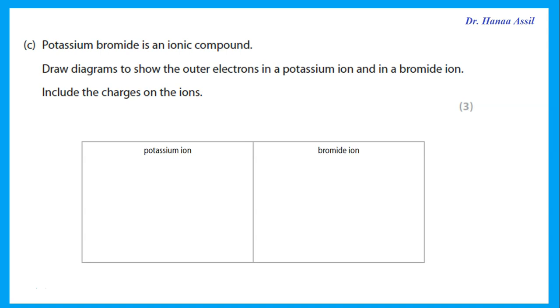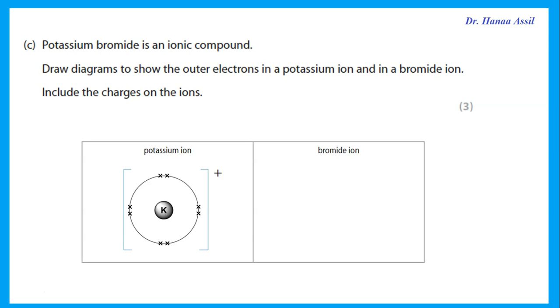Potassium bromide is an ionic compound. Draw diagrams to show the outer electrons in a potassium ion and in a bromide ion. So, we look at the periodic table, we'll find that potassium is in group 1. It has 1 electron in its outermost shell. It needs to lose it, so it is left with the inner shell. And here you can either draw the 8 electrons of the inner shell, or you just leave it without any electrons because the outermost electron has been lost.